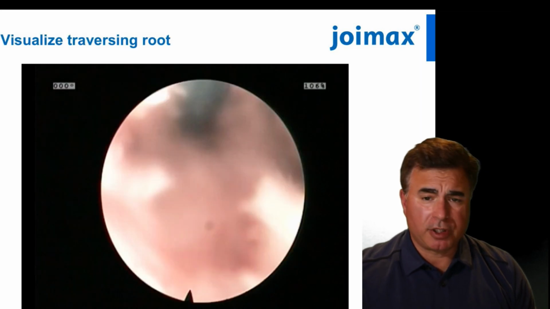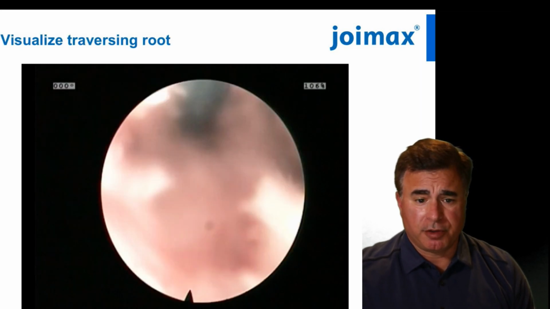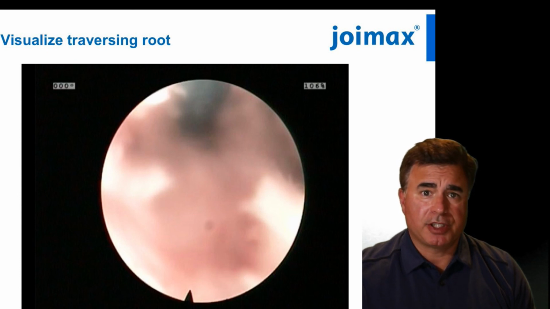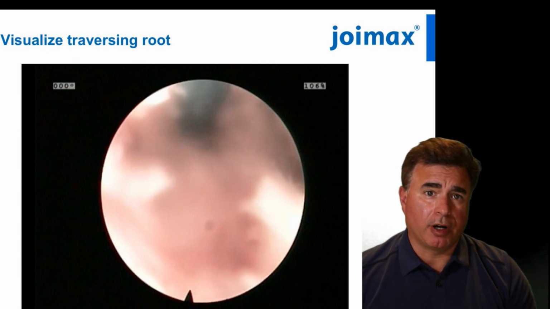So as you can see, you have really good visualization of the nerve root, and it's possible to remove the disc herniation. And I think this is a far better approach, especially for the upper lumbar regions.